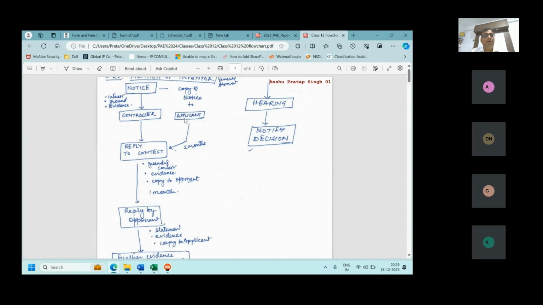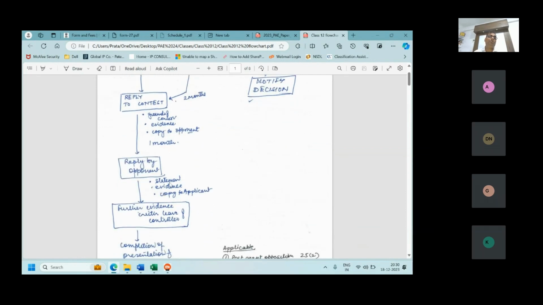If you are contesting, what will you have to tell? The grounds of contest: on what ground are you contesting? What is your evidence? And you will send one copy to the opponent also. That means you are sending it to the controller as well, and informing the opponent, similarly as the earlier party has done. The person who approached earlier, we are considering him as the opponent at present. Now the opponent is replying.